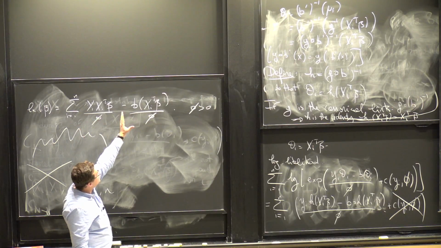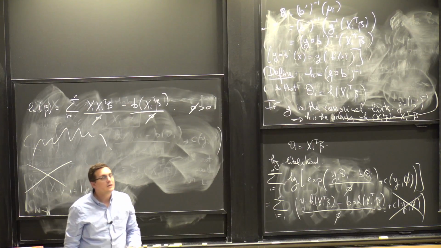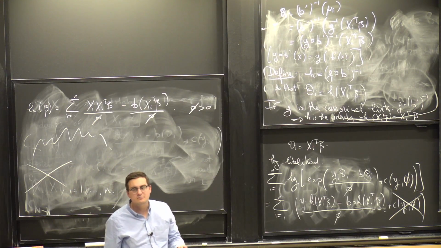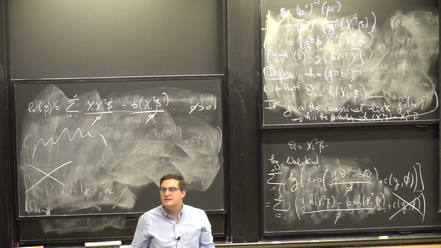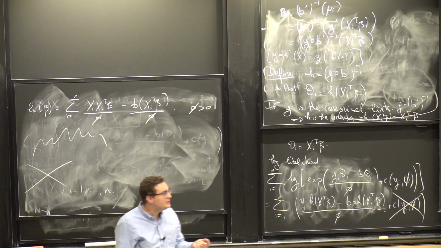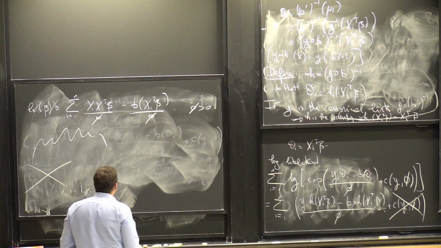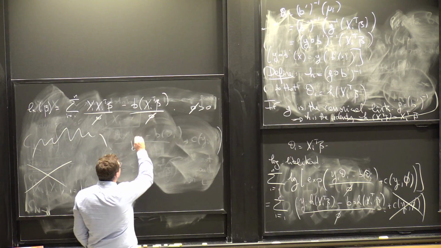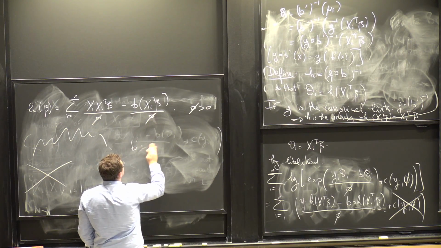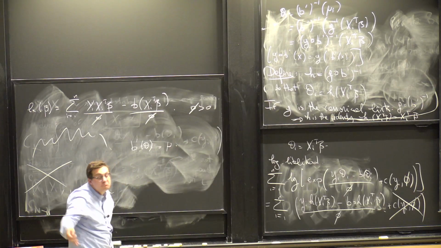So if I want to understand what my function looks like, I need to understand what b of xi transpose beta does. Again, the xi transpose beta has no impact. It's a linear function. In terms of convexity, it's not going to play any role. So I really need to understand what my function b looks like. What do we know about b again? So we know that b prime of theta is equal to mu, right?